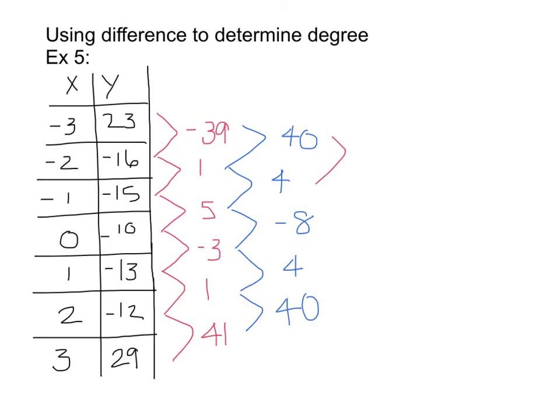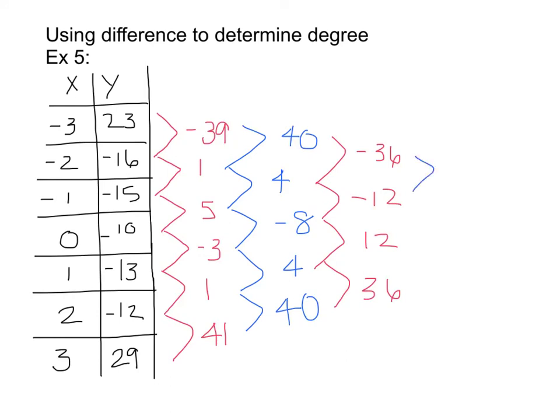4 minus 40 gives me negative 36. Negative 8 minus 4 gives me negative 12. 4 minus negative 8 gives me positive 12. And 40 minus 4 gives me positive 36. Again, not all the same numbers, so we subtract one more time.